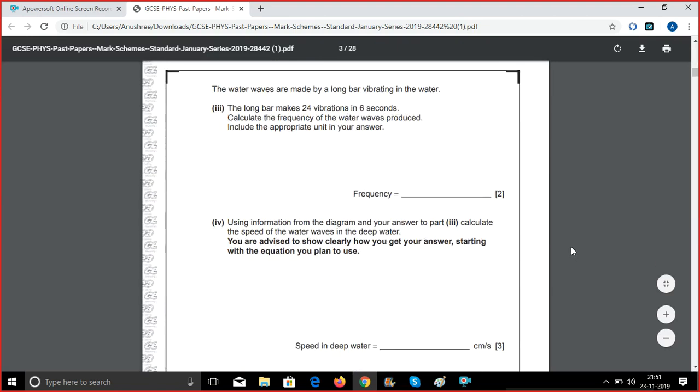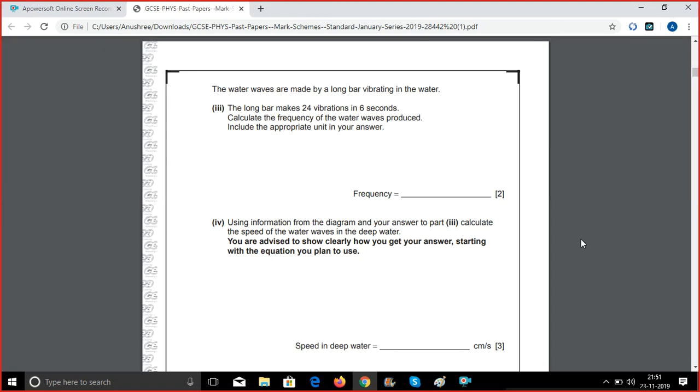Okay, the next one is: the long bar makes 24 vibrations in 6 seconds. Calculate the frequency of water waves produced. Include the appropriate unit in your answer. So the long bar makes 24 vibrations in 6 seconds. Frequency equals 1 over t. So first we need to see how many vibrations are in 1 second. That's basically frequency, how many vibrations in 1 second.